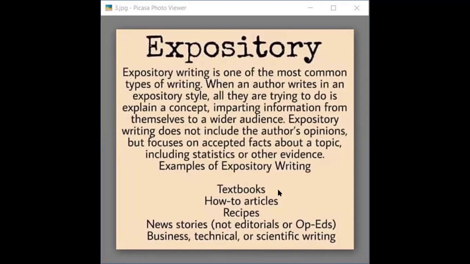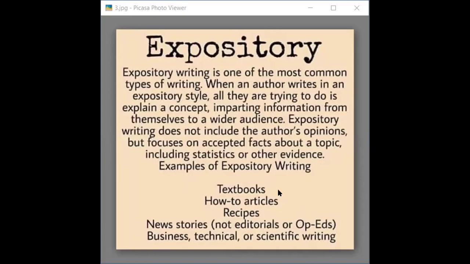Okay, now news stories are also expository, not editorials or op-eds. Op-eds include opinions. Business, technical, or scientific writing is also known as expository writing. So, in simple terms, when you are explaining any procedure to someone, you are telling them how to do something, how something is done. So all of these kinds of writings are known as expository writing.